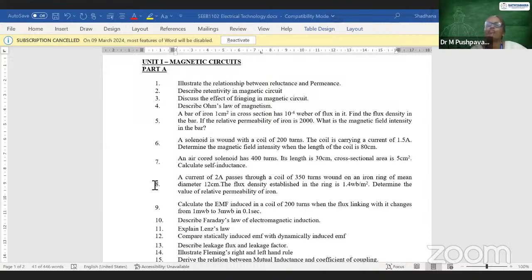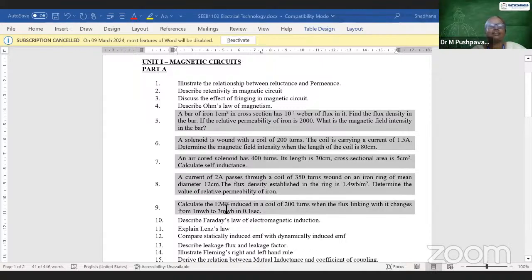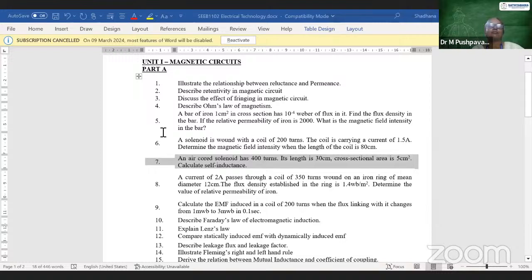Ohm's law of magnetism. V equal to IR is Ohm's law for an electric circuit, and Ohm's law for magnetism is nothing but MMF equal to flux into reluctance. These are very small problems. Iron ring, this and all we will see. You may use it and try to get the answer.